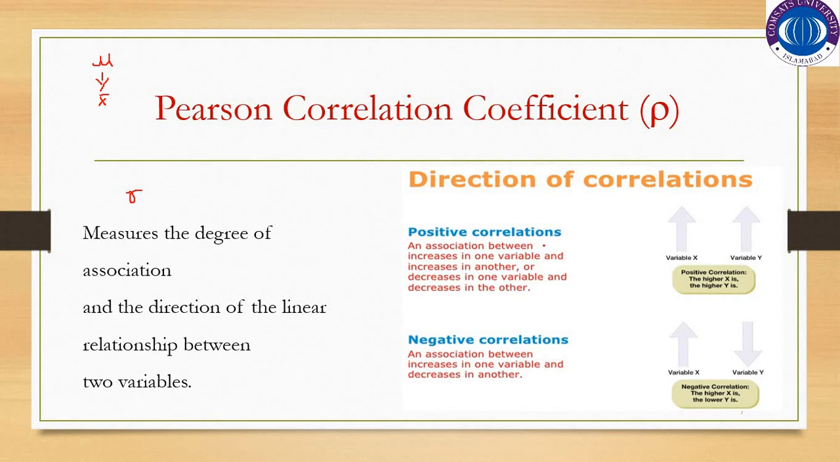Direction of correlations: positive correlation is an association between increases in one variable and increases in the other variable, or decreases in one variable and decreases in the other. That is, if variable x is increasing, variable y is also increasing. If variable x is decreasing, variable y will also decrease. Negative correlation is an association between increases in one variable and decreases in the other. So one variable is increasing, the other variable is decreasing. This is negative correlation.